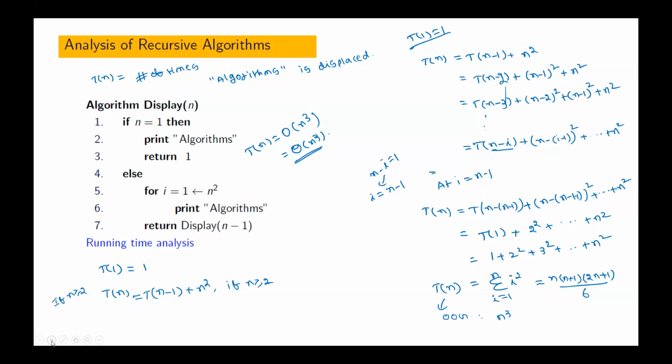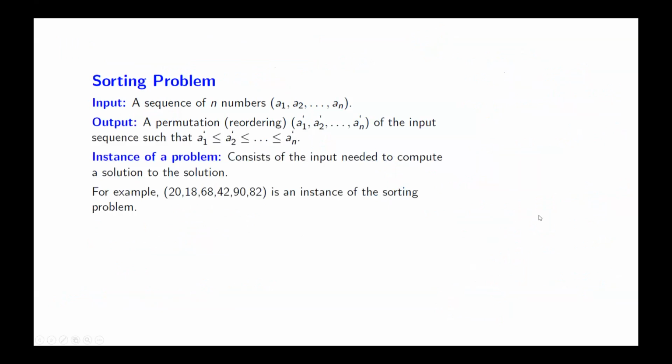Now, next we move on to some sorting algorithms. So, what is the sorting problem? What is the input? What is the output? The input is a sequence of n elements, A1, A2, ..., An. The output is a permutation of these elements such that the first element is less than or equal to the second element, which is less than or equal to the next, and so on up to the last element. Now, what is this order called?